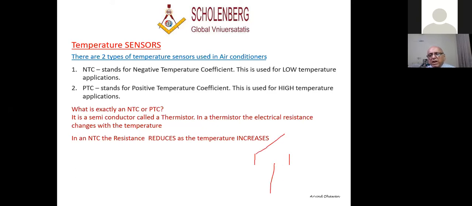Your toll, the traffic going like this, right? So if this toll is closed, traffic can't move. The toll is open, the traffic will move, correct? So this is the resistance. This gate is the resistance, okay? When this gate opens, traffic moves. When this gate closes, traffic stops. So this resistance is like your gate.